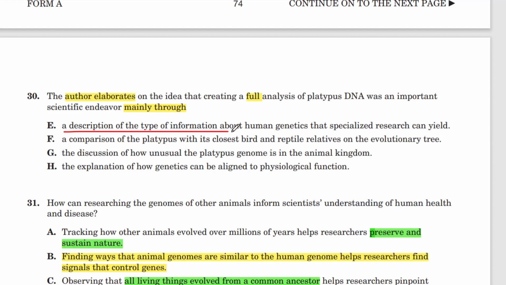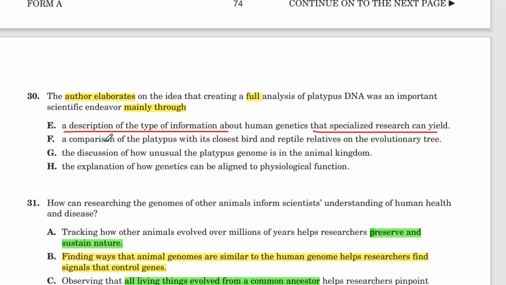from the DNA. Well, we can learn about disease. We can learn about the traits or physiology of the animals. We can learn about the history of evolution. These are all the types of information we learn that the author talks about. And specialized research, well, that's the comparative genomics, right, that they discuss in a full section of the passage. So that looks pretty good.